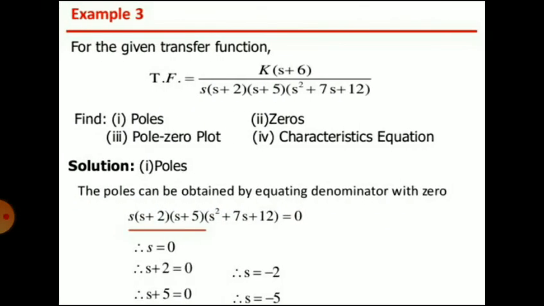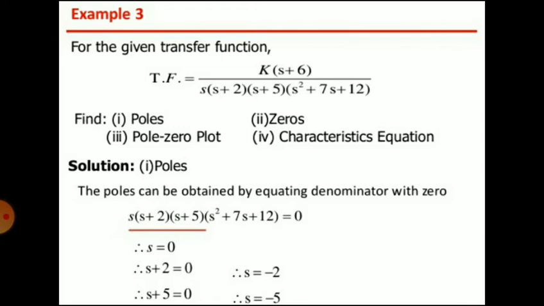Now we will see example 3. For the given transfer function, find out the poles, zeros, then the pole zero plot and the characteristic equation. Solution: first we will find out the poles. How can the poles be obtained? The poles can be obtained by equating the denominator with 0.